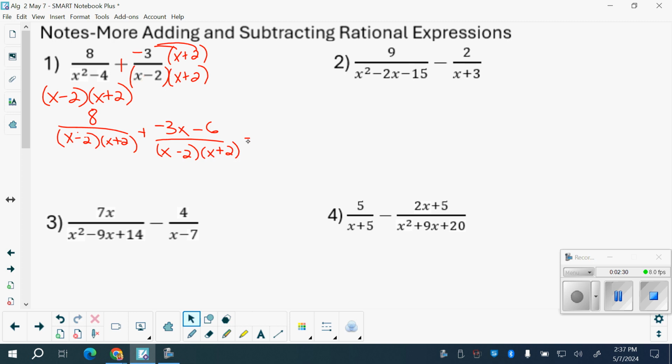And then what do we do next? We just add them, and what do we get when we add those together? Negative 3x plus 2. So now once we get there, we want to look to see if we can simplify. We can't do any simplifying, can we? There's nothing that we can factor on the top that would make us be able to do any canceling. So that's our final answer.